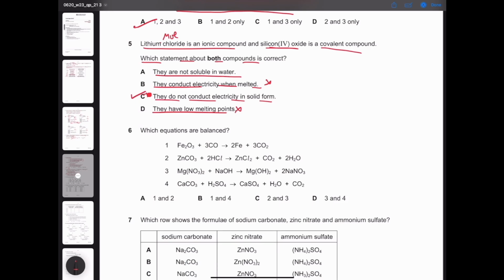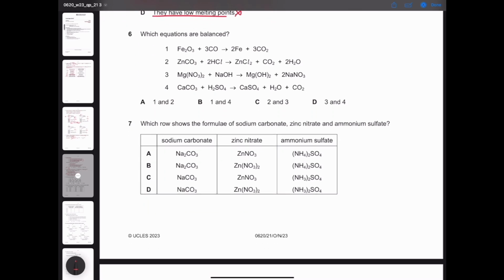Now, which equations are balanced? So we just need to do a little bit of maths here. 2 iron atoms, 3 oxygen atoms, 3 oxygen atoms here. So here we should have 6. So this equation looks balanced. The second equation, zinc carbonate, 2HCl. See, here you have 2 hydrogen atoms, here you have 4 hydrogen atoms, unbalanced. And here you have 2 sodium atoms and you have 1 sodium atom here, unbalanced. So we clearly know that the answer should be 1 and 4. Calcium 1, 2 hydrogen, sulfur 1, sulfur 1, and the oxygen are balanced as well. You can check. So the answer should be B.